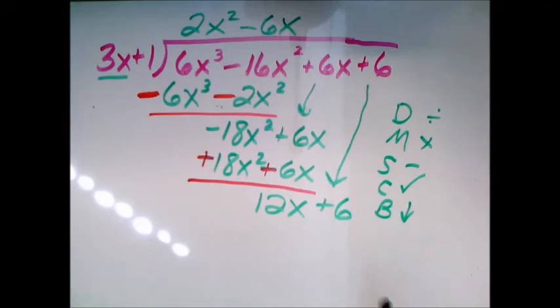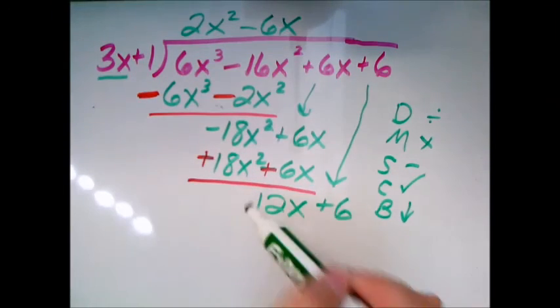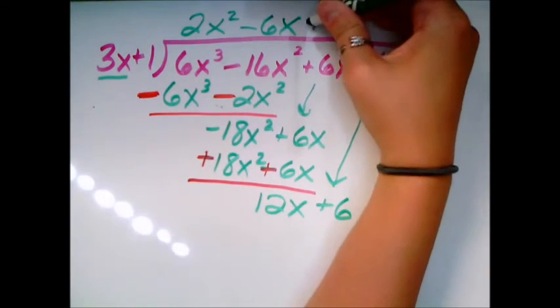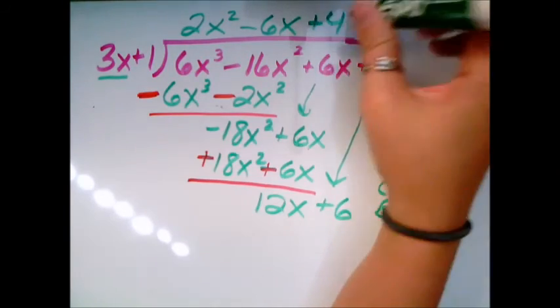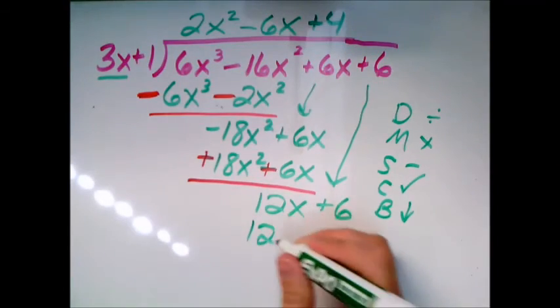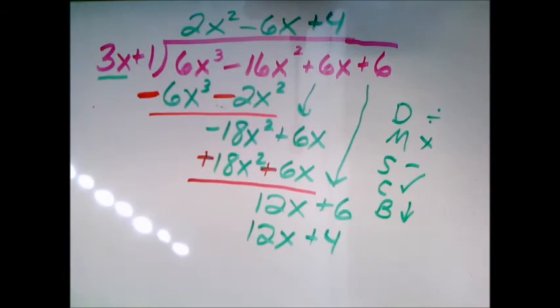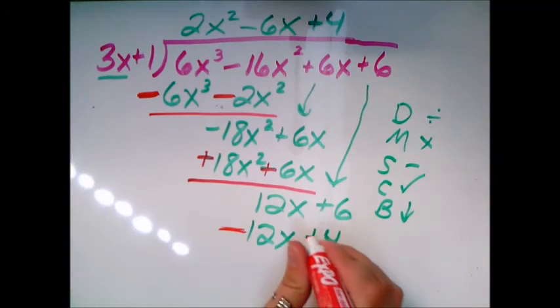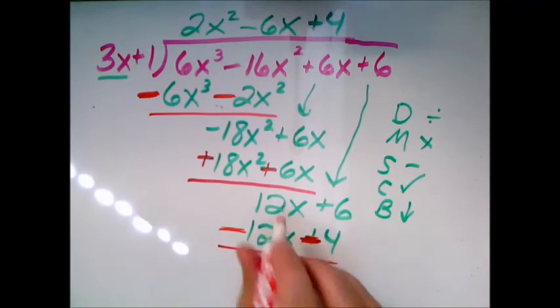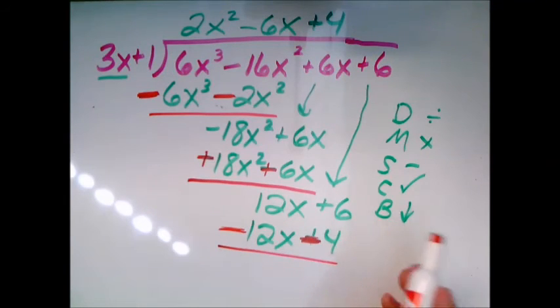So last division, how many times does 3x go into 12x? 4 times, and then 4 times 3x is 12x, and 4 times 1 is 4. And so now when I subtract, remember I'm subtracting the whole thing. So this is minus, and this is also minus. And so 12 minus 12 is 0, it cancels, and 6 minus 4 is 2.